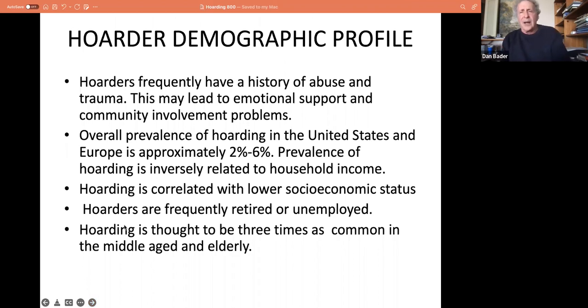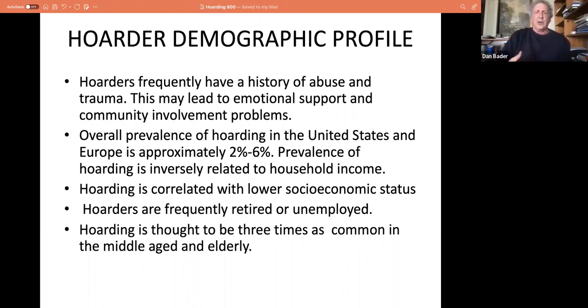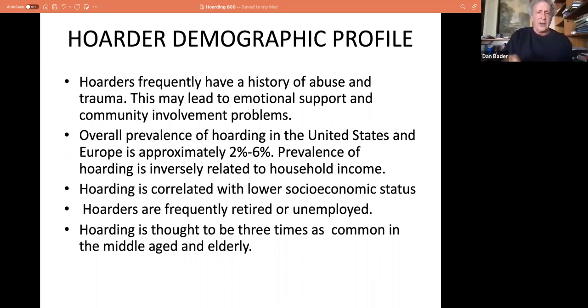Okay, so the hoarder demographic profile. Hoarders frequently have a history of abuse and trauma. This may lead to emotional support and community involvement problems. Now, I'm going to talk again about emotional support and community involvement. Overall prevalence of hoarding in the United States and Europe is approximately 2 to 6%. Latest figures might be a little different. Prevalence of hoarding is inversely related to household income. So the more financial stress somebody is under, the more likely they're going to hoard.